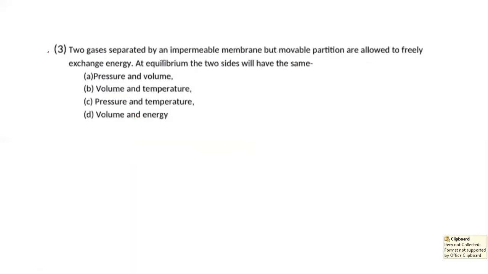What is given in question number 3? Two gases are separated by an impermeable membrane but movable partition, and they are allowed to freely exchange energy. So at equilibrium, the two sides will have the same what? Suppose this is the membrane. This is an impermeable membrane, but it is movable. We have two gases, suppose A and B. If the exchange of energy is free, then at equilibrium, what quantities will be the same?